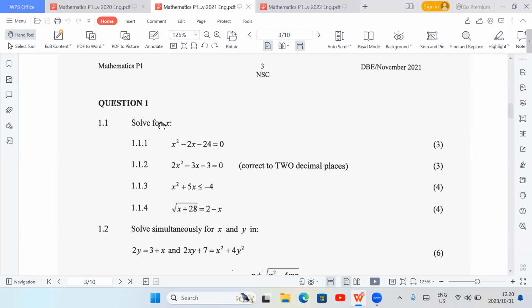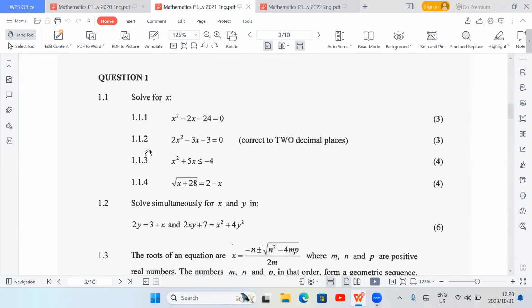So you can see again with your question one here, you have your basic solve for x. With this one, you have to start by factorizing this and then equate each bracket to 0. Then with 1.1.2, we see the same trend, correct to 2 decimal places, right? So we know that we have to use our quadratic equation. And once again, here we can see our inequality, but it's not in standard form. So we have to take this -4, transpose it to this side, and then we solve here.